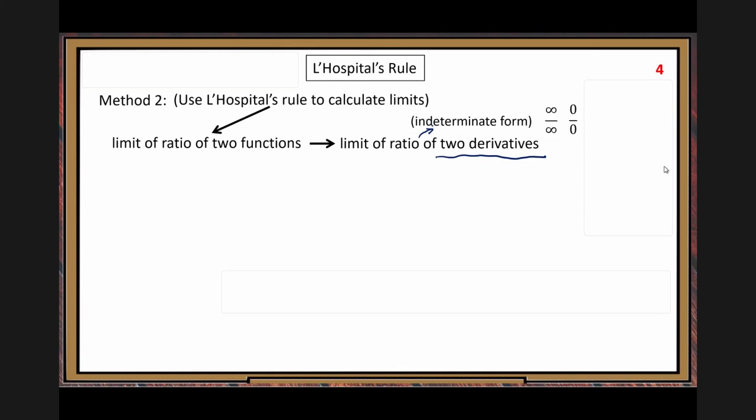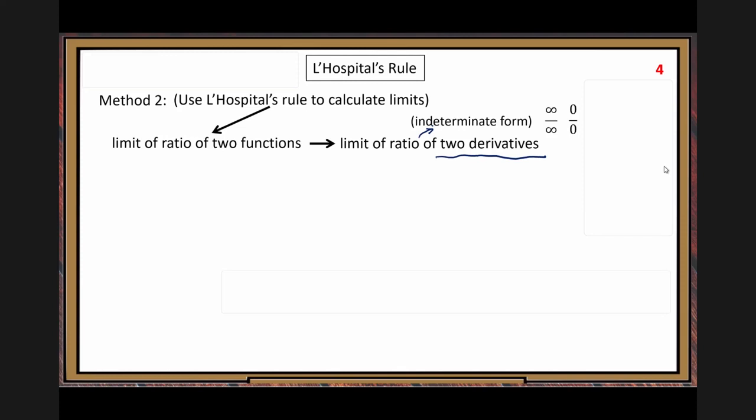The numerator approaches 0, the denominator also approaches 0. What's the ratio? Could be infinity, could be some number, and it could be 0. It's not determined, so we also call it indeterminate form. And then there are several other indeterminate forms.